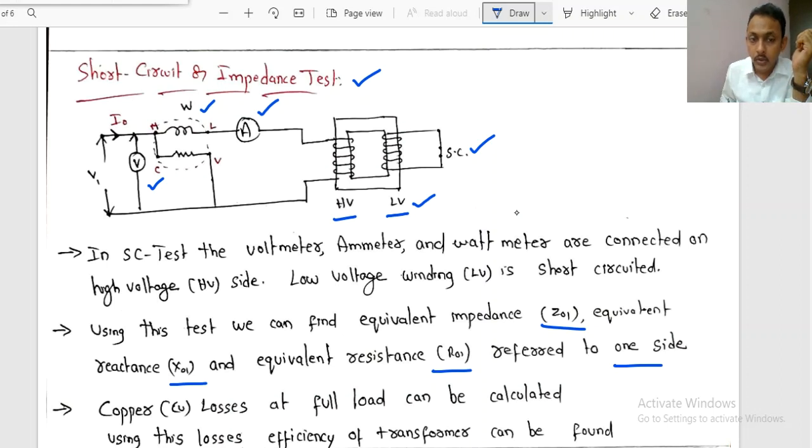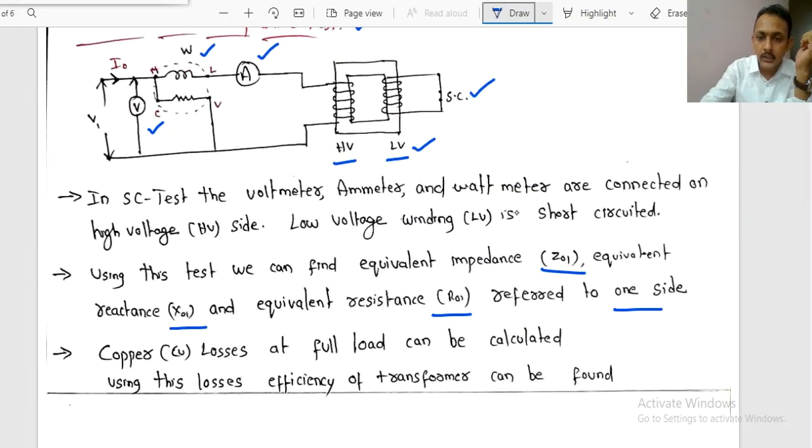Using this test, the copper losses at full load can be calculated. Using these losses, we can also calculate the efficiency of the transformer. So this is the main purpose of conducting this short circuit test.